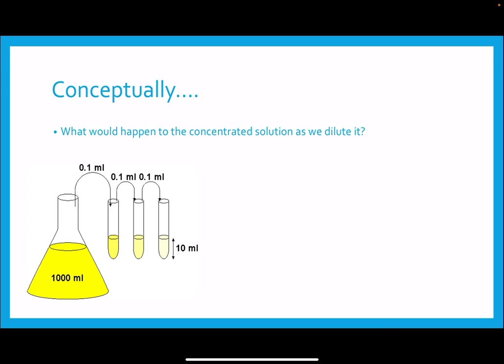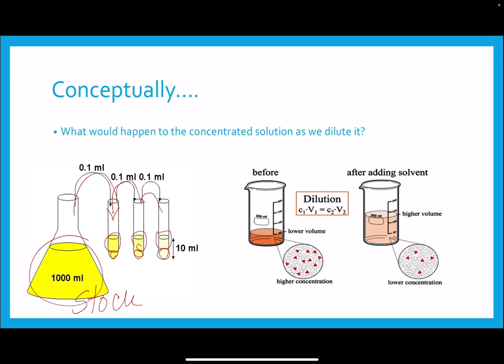So conceptually, what would happen to the concentrated solution as we dilute it? And this is called a serial dilution. We take a little bit from our stock solution, or the one that has the higher molarity, and then we add a little bit into here, filling the rest with water. Then we can add a little bit more into here, add more water, add 1 drop over here, and then add more water. So before, we have our higher concentration, and then when we add more water, we're going to have not only a higher volume, but a lower concentration. The amount of moles would stay the same.